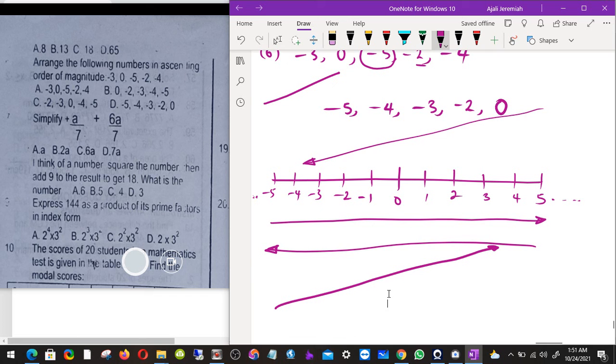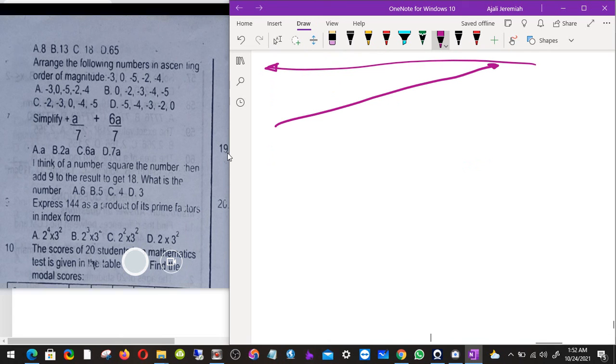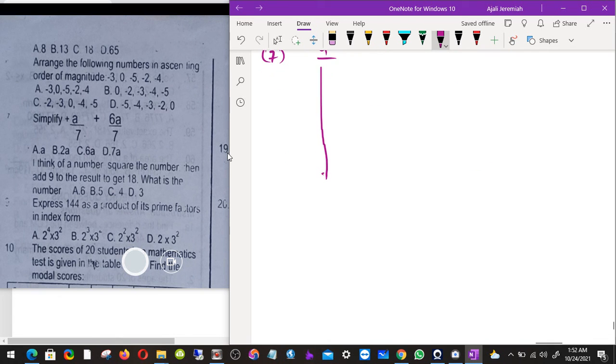Okay, number 7, it says simplify. Please solve along, so you can practice along. Number 7 is demanding we solve a over 7 plus 6a over 7.